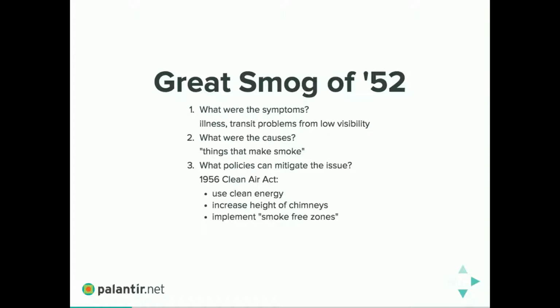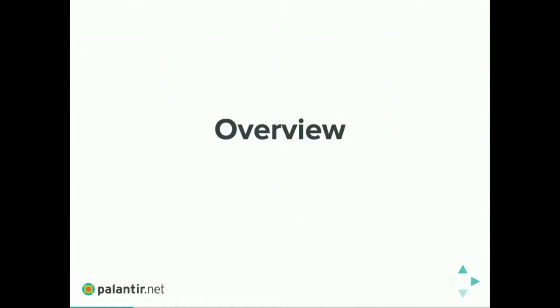They increased the height of chimneys, and they moved industries out of the city. So what does all of this have to do with what we're going to talk about today? Well, two ways. One is that we believe the monetary analogy that's used with technical debt communicates the wrong idea about how we measure technical debt and how it impacts business. Secondly, we're going to use the same approach.